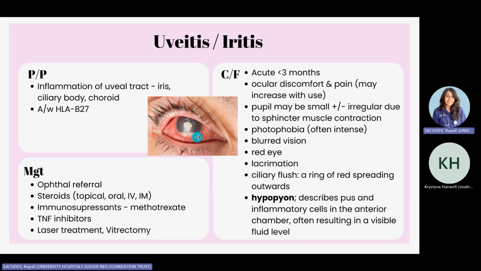And the buzzword in your question stems is going to be this. A hypopyon is basically a collection of pus in the anterior chamber. Because there's so much inflammation, so much pus being generated, it collects and makes this very visible line. In terms of management, it's going to be an ophthalmology referral. You're going to give them steroids, immunosuppressants, TNF alpha inhibitors, and obviously laser treatment, and vitrectomy is further management.